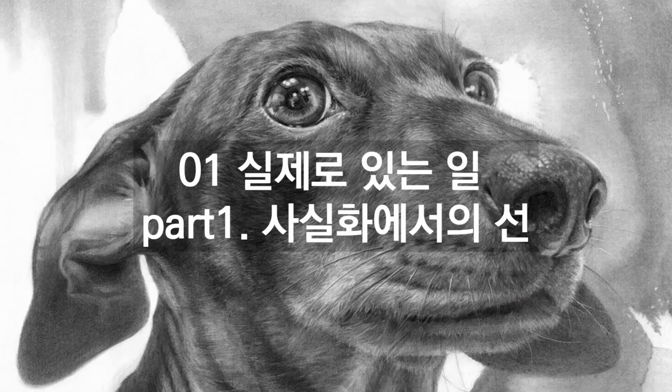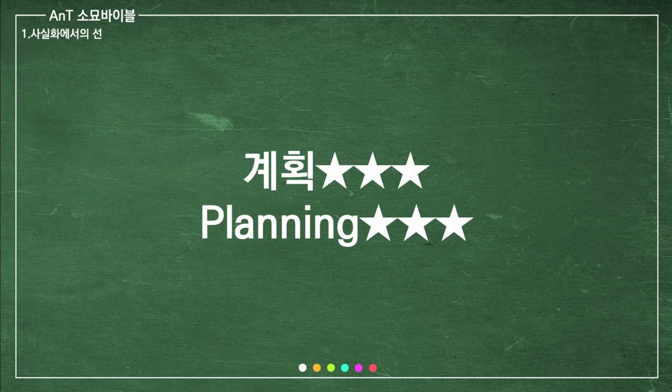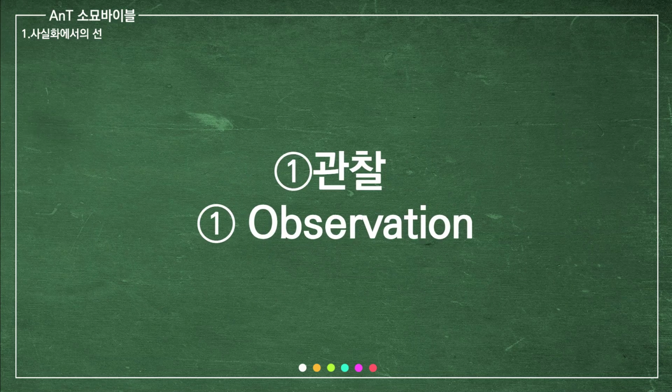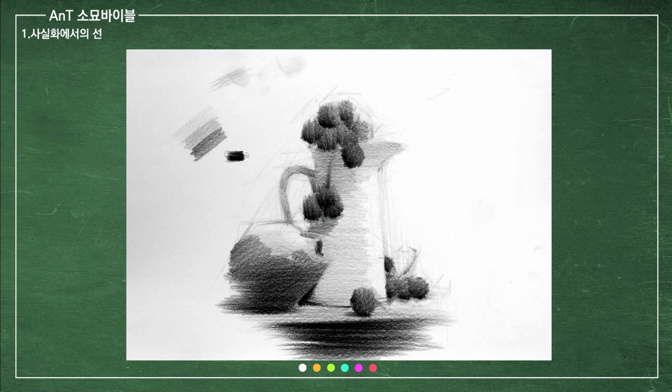We've finally arrived at the stage of observation. I'll do my best to explain it clearly. Things that actually exist. Part 1. Lines in realistic drawing. As I explained earlier, to draw realistically, it's more important to establish a plan for how to draw. And before making that plan, observation comes first. By observing the phenomena we actually see, we'll think about how we should approach drawing from now on.